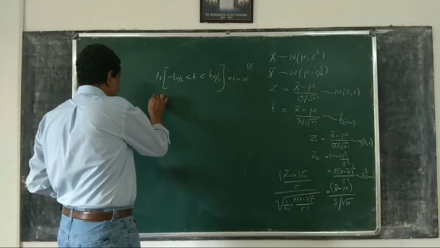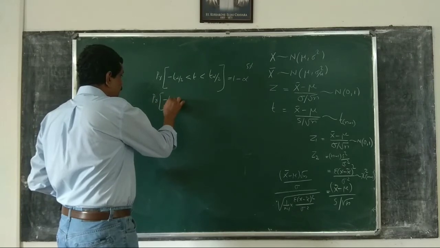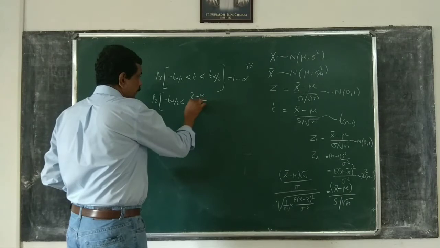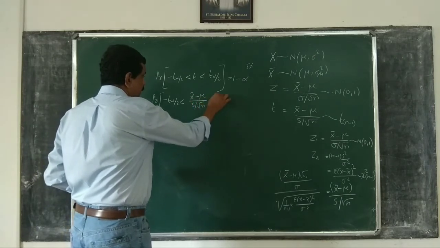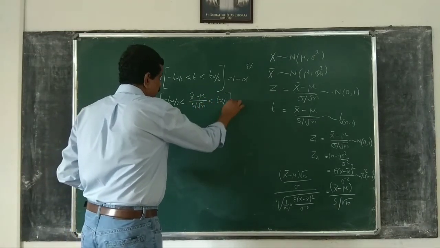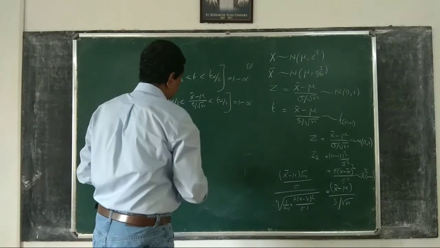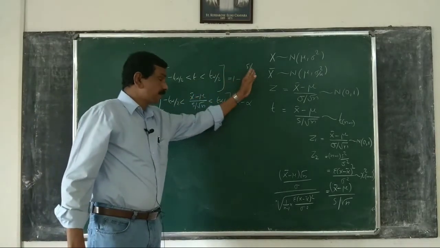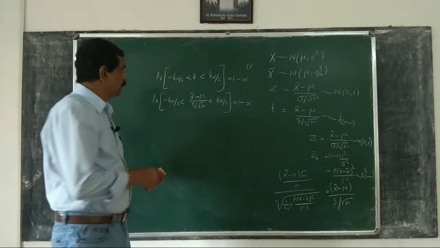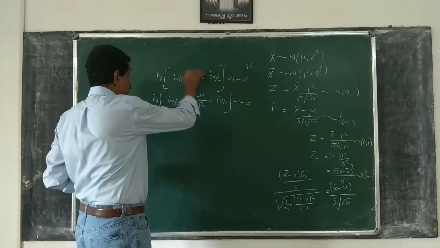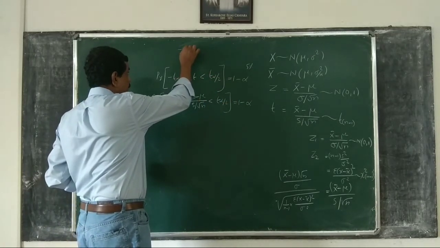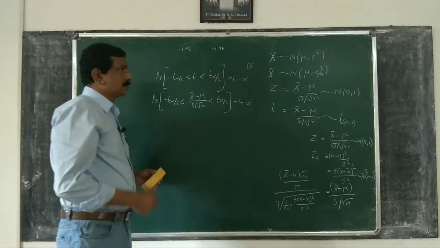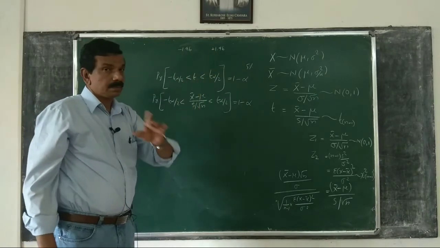Substituting for T, you will get a probability that minus T alpha by 2 less than x bar minus mu by s by root n less than T alpha by 2 is equal to 1 minus alpha. Now there is a point here. If alpha is fixed at 5%, then from the Z distribution, the critical Z values are minus 1.96 and plus 1.96. 95% of Z lie between these two intervals.